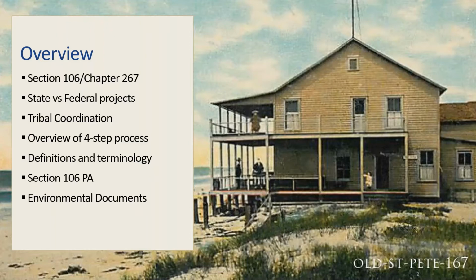So I'm going to start by introducing those state and federal regulations and some of their key differences. I'm going to focus on tribal coordination because that's something that we have to do regardless of state or federal status. And like I said, I'm going to give a really brief overview of the actual four-step Section 106 process, which is implemented through FDOT's Section 106 Programmatic Agreement, or the 106 PA. And then I will finish by talking a bit about our expectations for what we want to see in environmental documents.